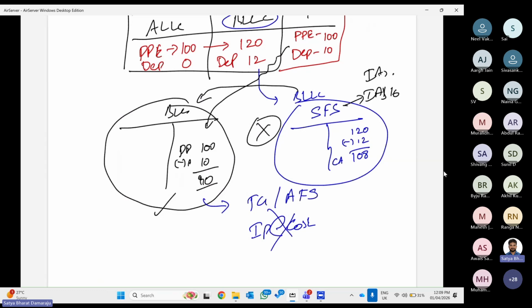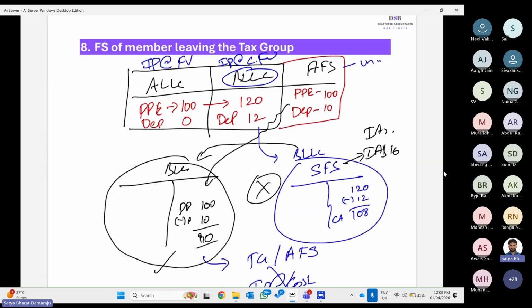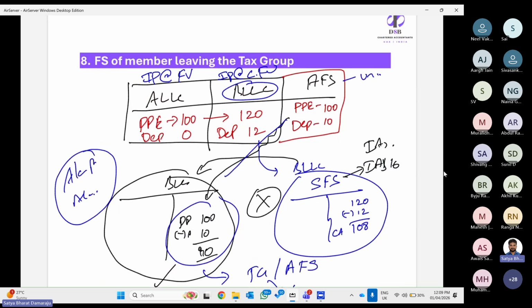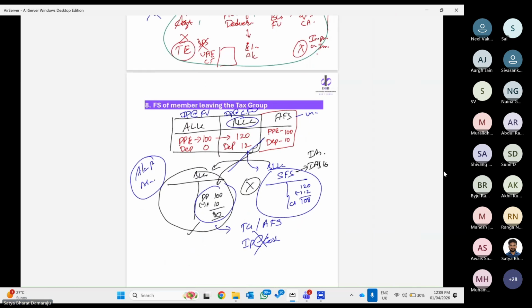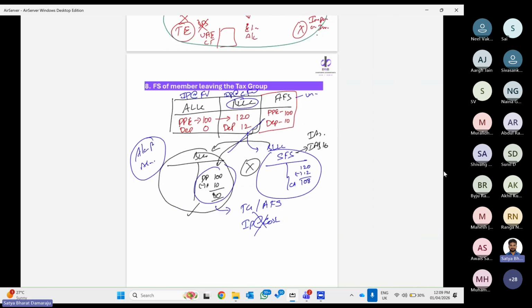No. The moment you are coming out of, exiting from a tax group, not just only the numbers, you need to adopt also the accounting policies and accounting standards. Everything should be carried forward by the exiting member. So these are the things that we need to take care of. These are the important points I'd like to discuss.